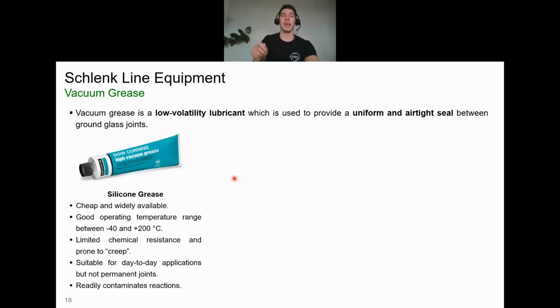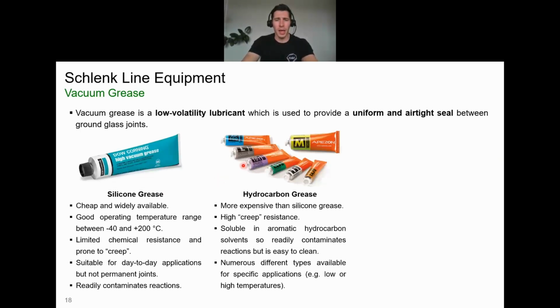What I mean by that is I wouldn't use this for double oblique stopcocks, but for Schlenk flasks and for the cold trap, then this is great, especially because it's so cheap. The next step up is hydrocarbon grease. Again, as you'd expect, this is much more expensive than silicone grease. It has high creep resistance. It's still possible to contaminate reactions because it is soluble in especially aromatic hydrocarbon solvents. But the same is true for silicone grease: if it's soluble, it's easy to clean at the end of operation.